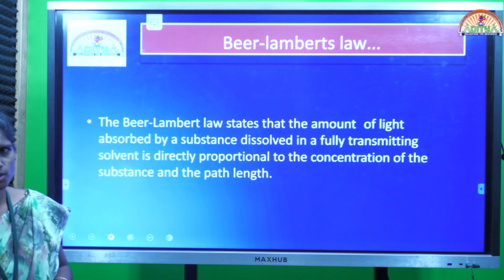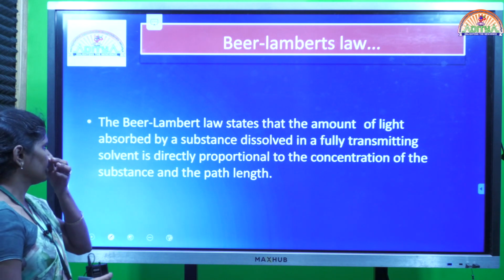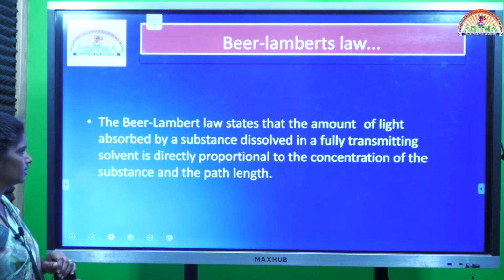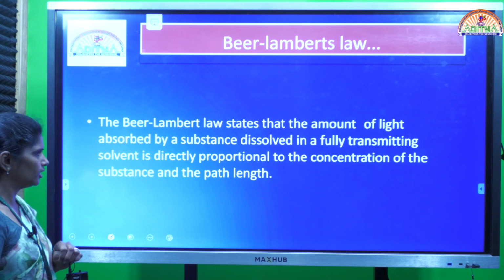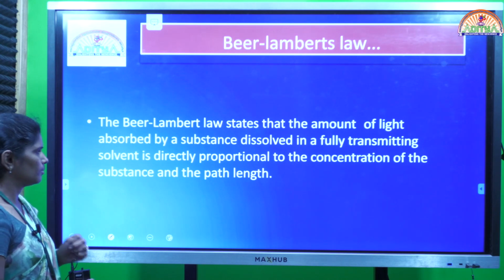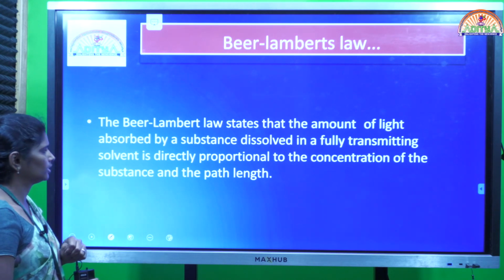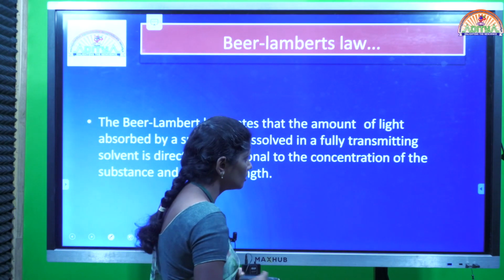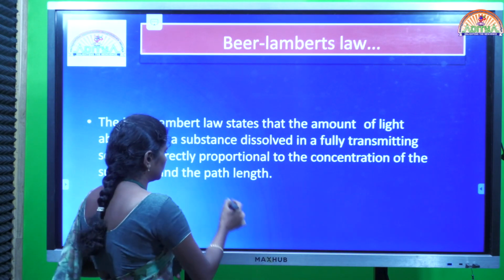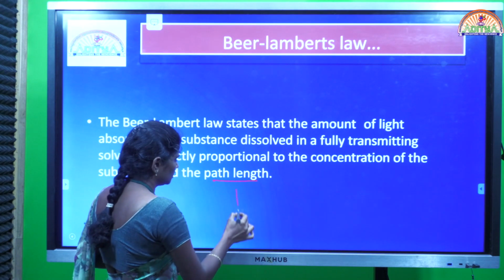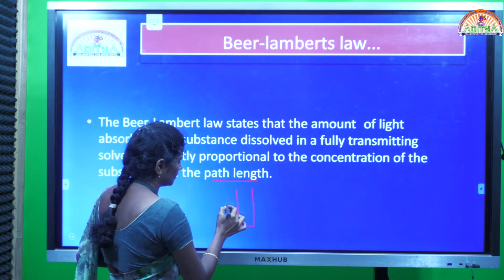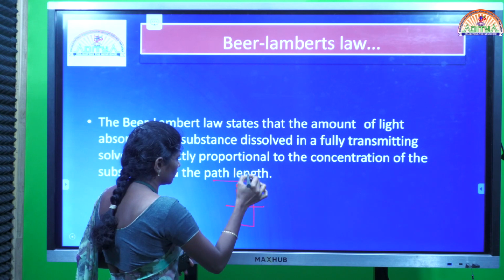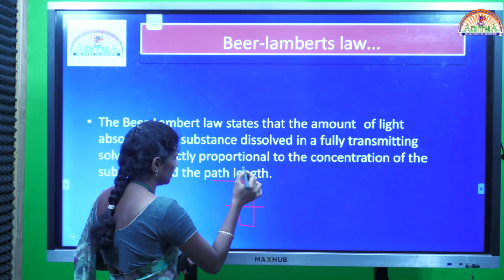And the combination of these two laws is called Beer-Lambert's law. Beer-Lambert's law states that the amount of light absorbed by a substance dissolved in a fully transmitting solvent is directly proportional to the concentration of the substance as well as the path length travelled by the radiation. The path length is nothing but the distance the light travels in the sample solution. This distance is called the path length, which can be denoted as b or t.